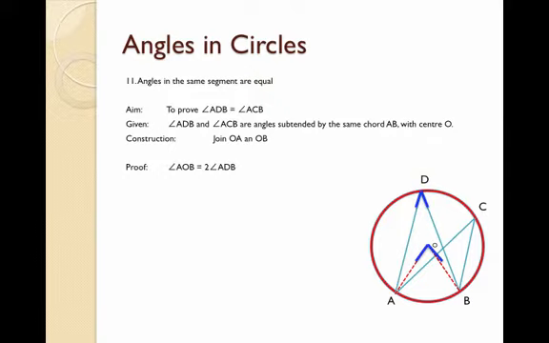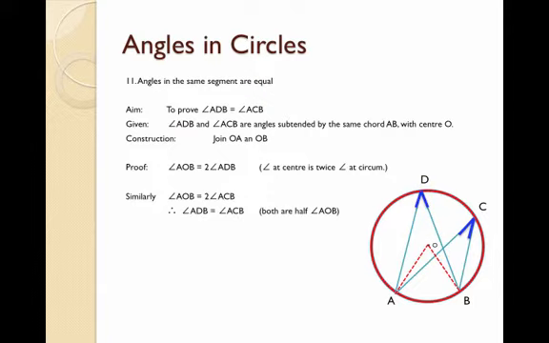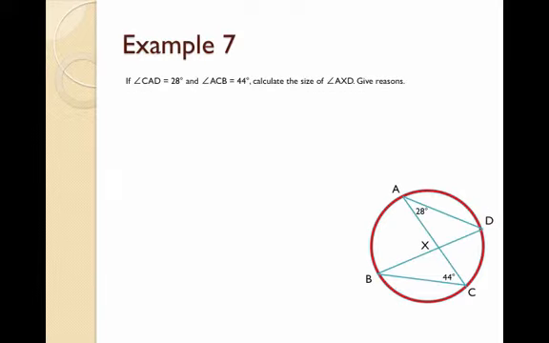We start our proof by stating that angle AOB is equal to two lots of angle ADB, and we know that because angles at the center are twice the angles at the circumference. Similarly, angle AOB is equal to two lots of angle ACB for the same reason. We can now say that angle ADB is equal to angle ACB because both are half of angle AOB at the center. Let's look at a couple of examples which use this theorem.